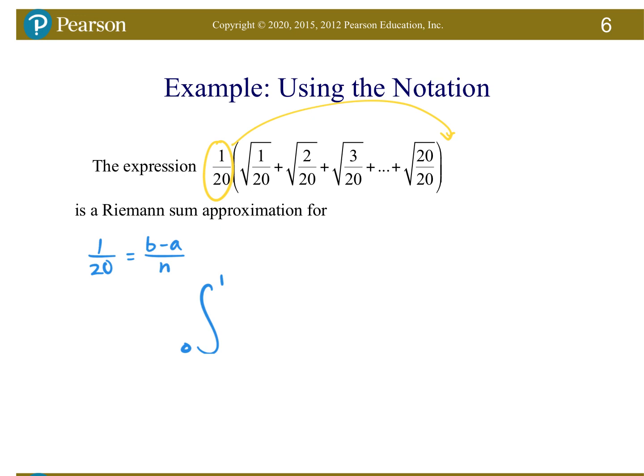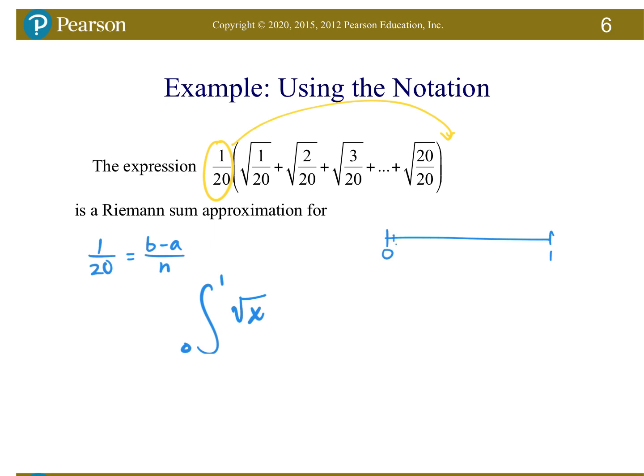And so, since my interval goes from 0 to 1 and is chopped into 20 pieces, there's no difference between the base and what I plug in. So this is just the square root of x. It's not the square root of x over 20. It's the square root of x because I've got 0 to 1.